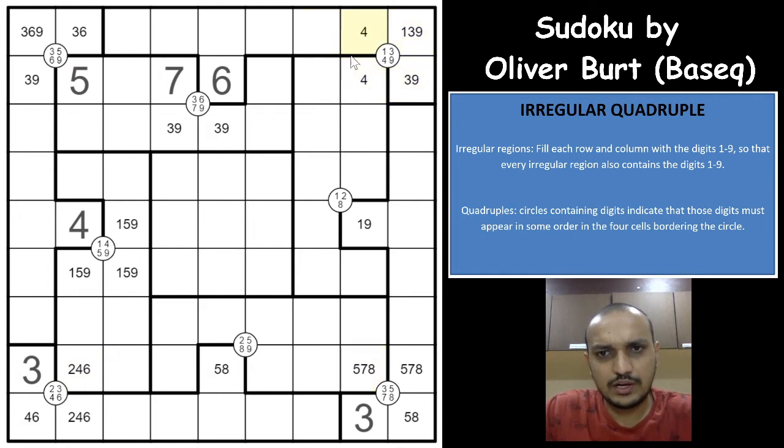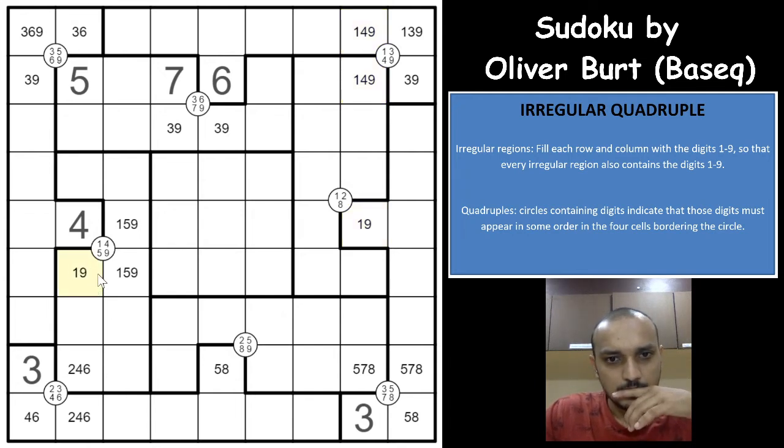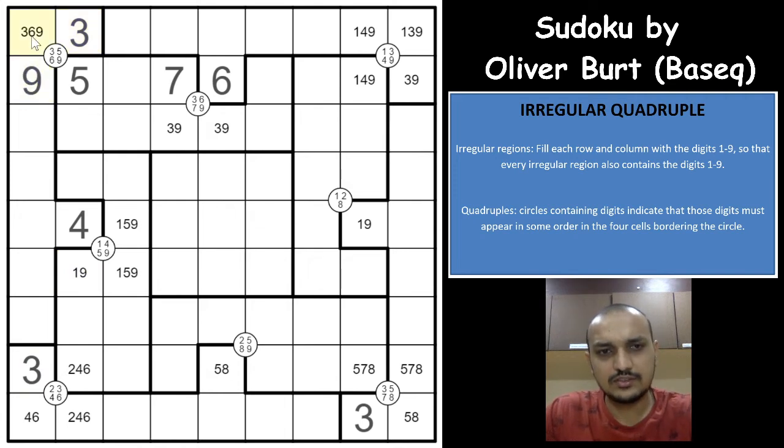3. So 1, 4 and 9. So you have a 1, 4, 9 triplet here. 5 cannot be here. Oh, this 3 will give you a 3 here. I'm sorry, I didn't see that. That gives you a 9 here and a 6 here. That 9 gives you a 3 here and eliminates 3 from this cell, 9 from this cell.